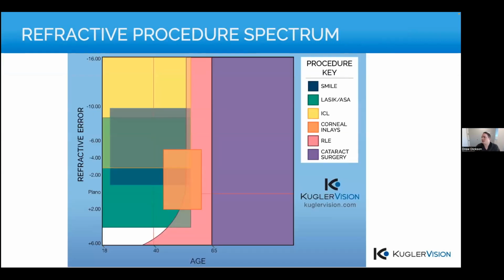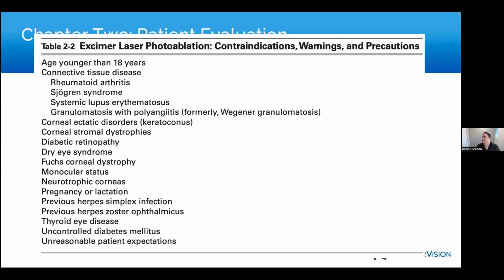This is just a scan of how we think about doing treatments here at Kugler Vision. I won't go into depth there. It's kind of a complicated chart, but it is a nice way of tying in age to their refractive error, and typically what patients are candidates for and what we would recommend to them for refractive surgery.